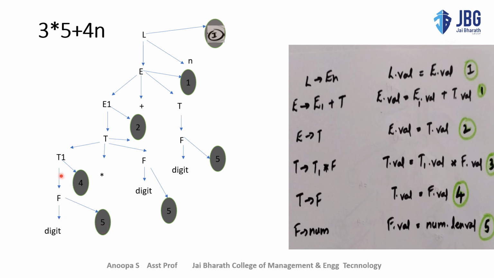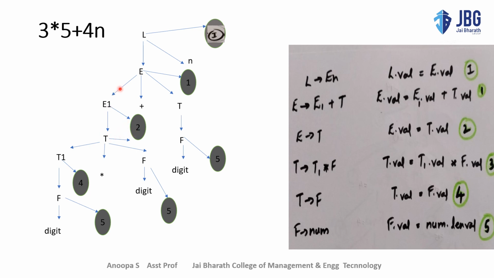Okay, then moving on you will get a number 4 prediction. Number 4 semantic action, that is T dot value equal to F dot value, so I'll give 3 here, T1. Now again we perform a semantic action here, so top to bottom and left to right again. So we will move there, here we will get 5 again, I will give number 5 here. Moving on, I'll get 5 here, so I will get 3 into 5, 15 over here. Okay, so that is 2, right?